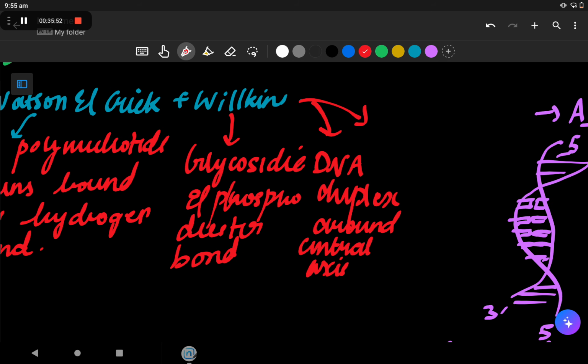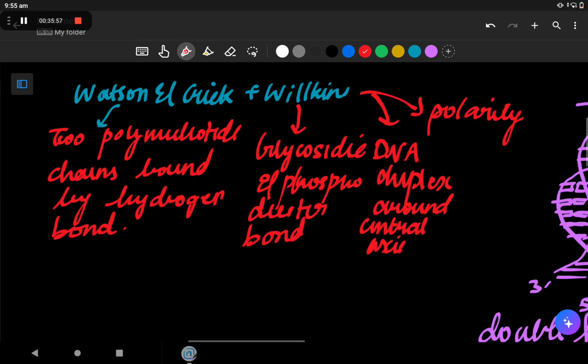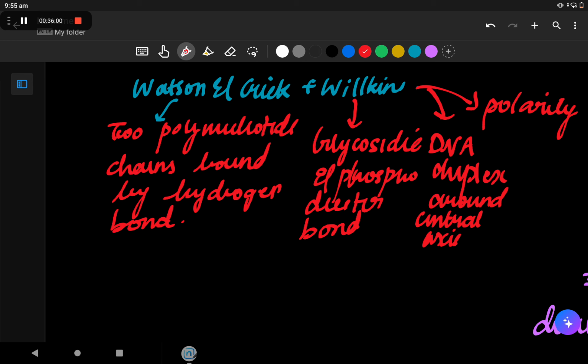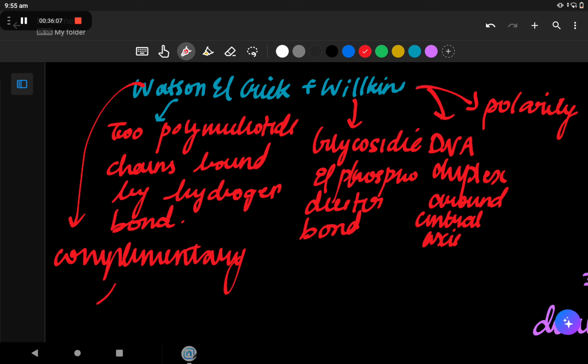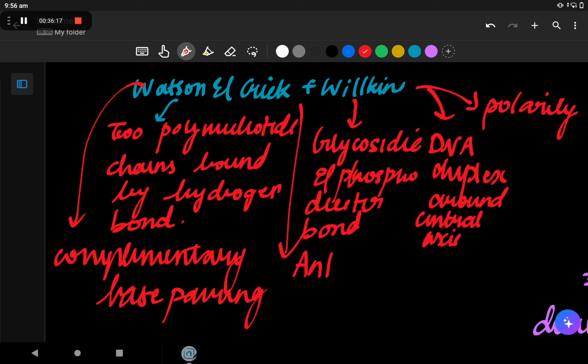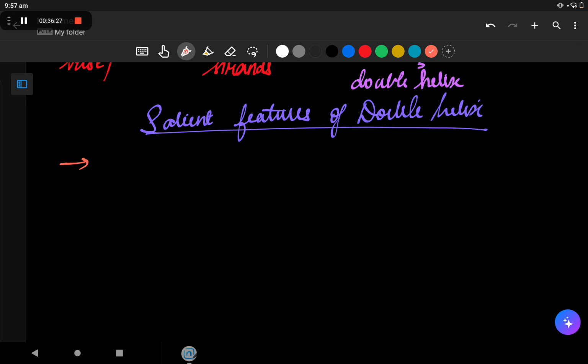Next, they also gave the polarity. As I told you now, it will be anti-parallel, they told. Okay, so polarity they gave, and complementary base pairing also they gave, and also they gave anti-parallel strands. These were the conclusions that Watson and Crick gave. Now let us see the salient features of double helix.